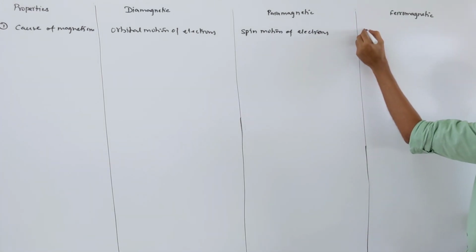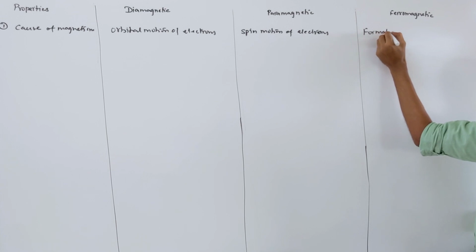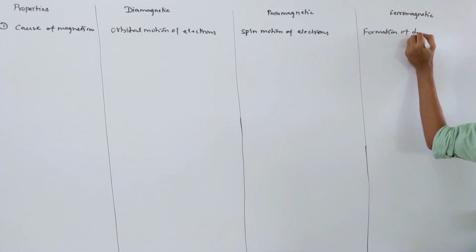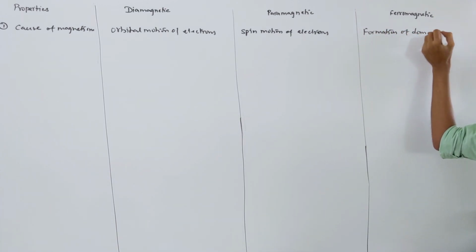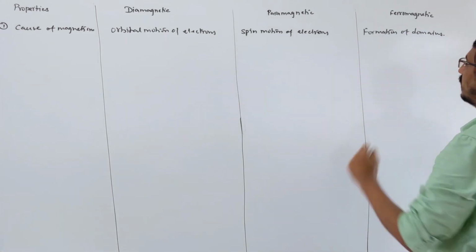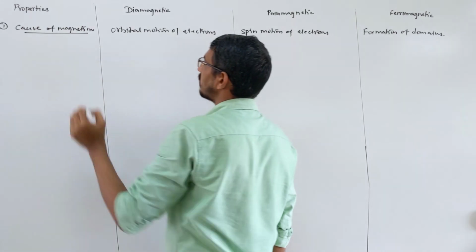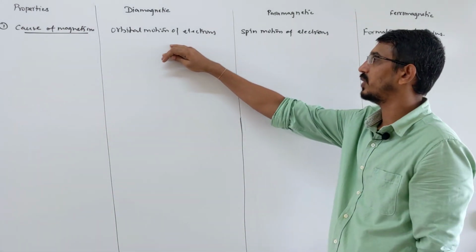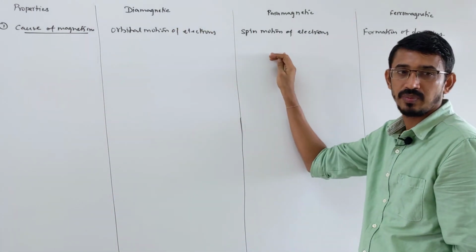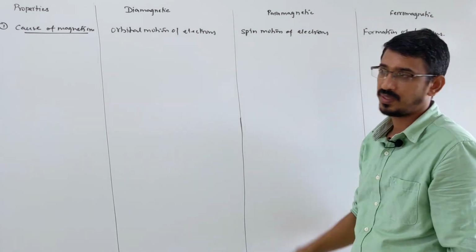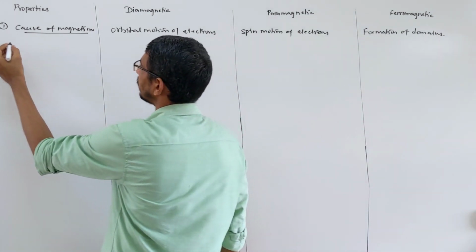Ferromagnetism is produced by a separate property called what? Formation of domains. I will explain this a little more. So the cause of magnetism you understood: the orbital motion of the electron, the spin motion of the electron, and the formation of domains.